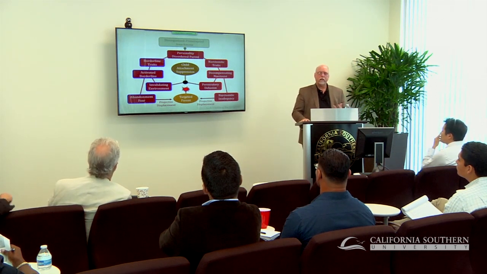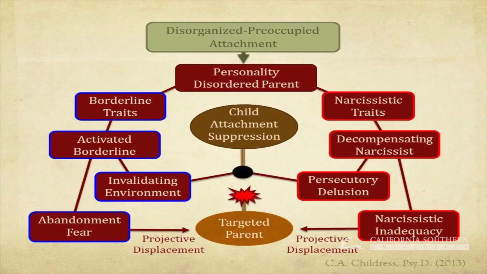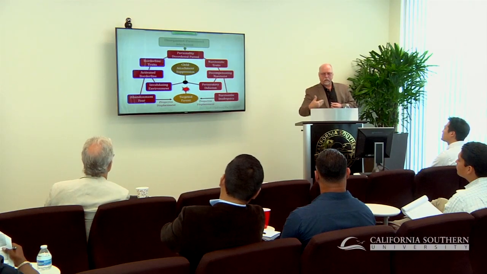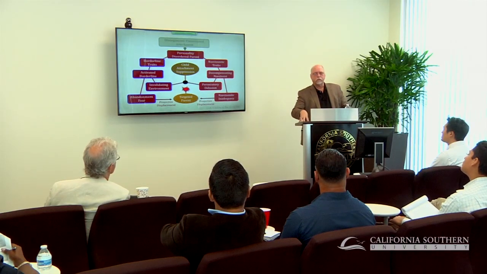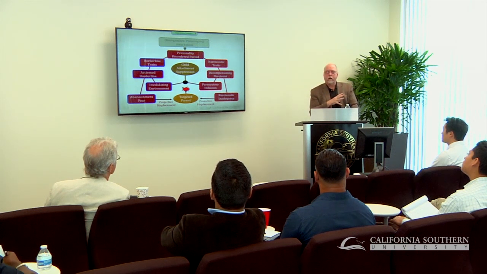The invalidating environment off the borderline personality dynamics combines with the persecutory delusions that are coming from the narcissist to terminate the child's attachment bonding motivations towards the other parent. And I won't have time to get into how that quite works today. But in terms of the attachment system, it evolved because of the selective predation of children. So it's a predator-driven system. When a parent signals that there's a threat in the environment, the child seeks proximity to the protective parent.